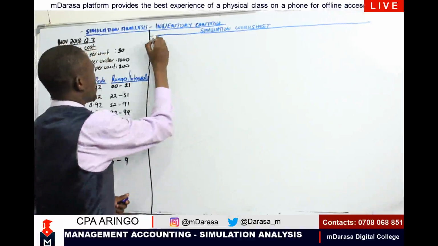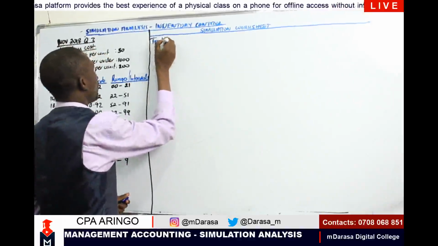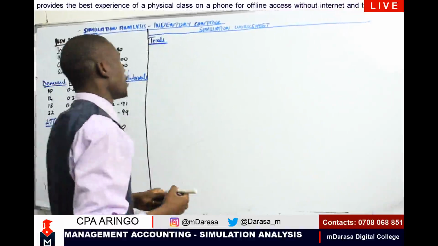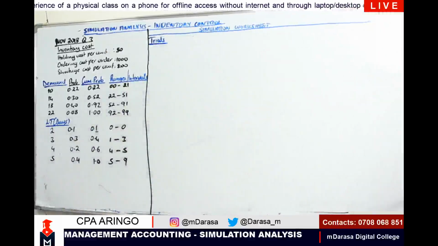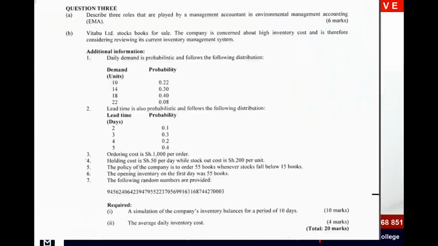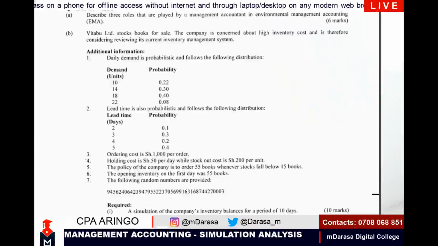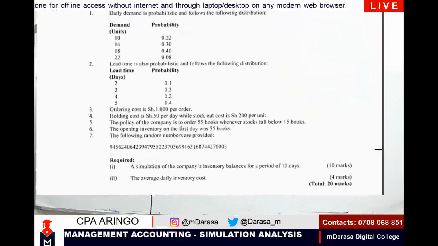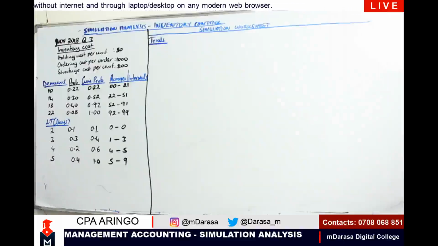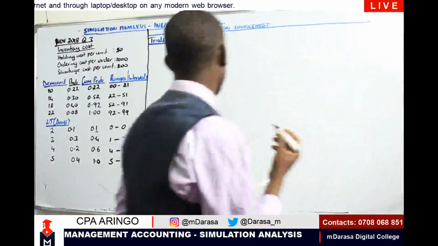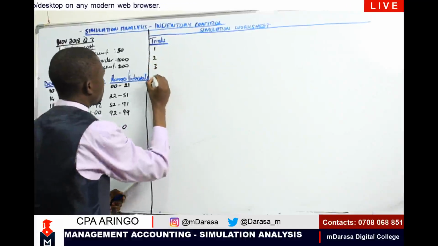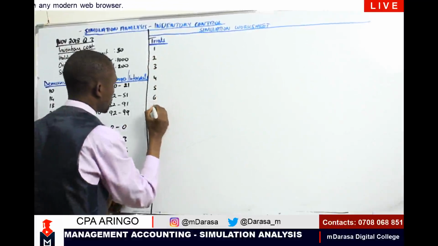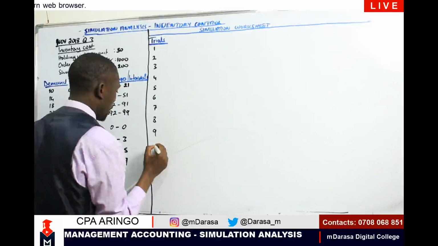So we start with our trials or runs. I need to prepare this simulation for how many days? Let us see. Required a simulation of the company's inventory balances for a period of 10 days. So therefore, I'm going to have day 1, day 2, 3, 4, 5, 6, 7, 8, 9, and 10.